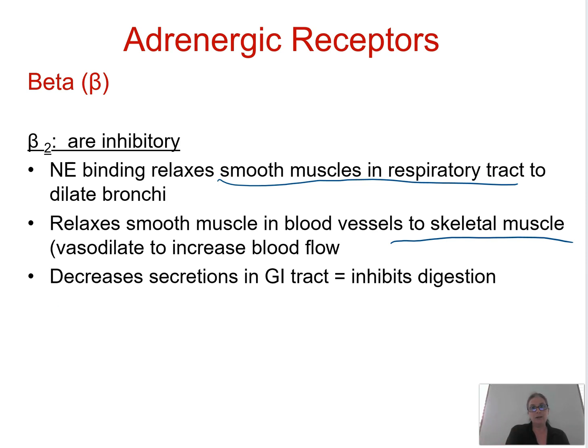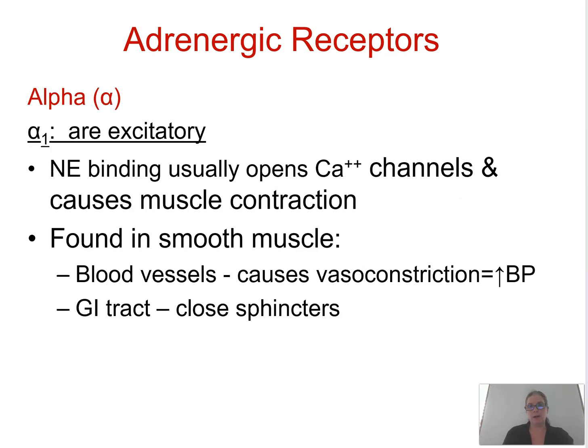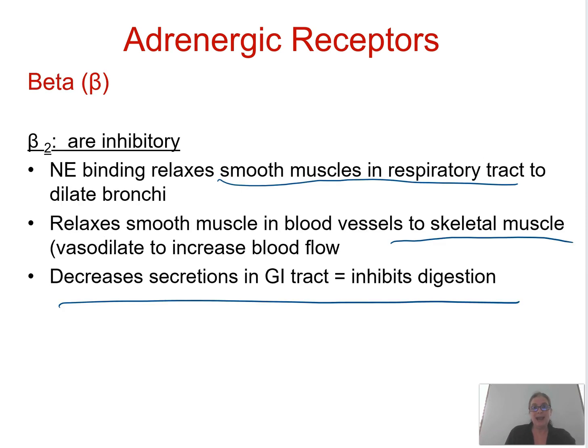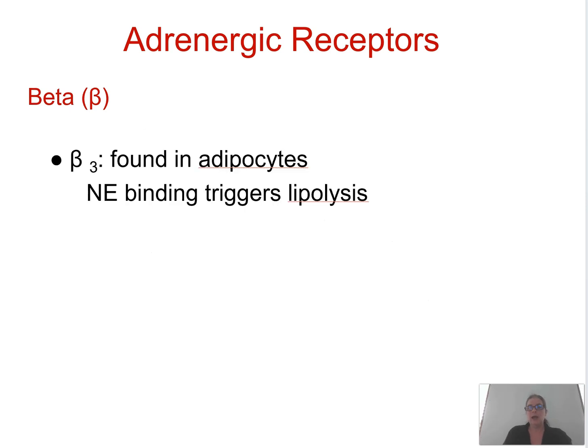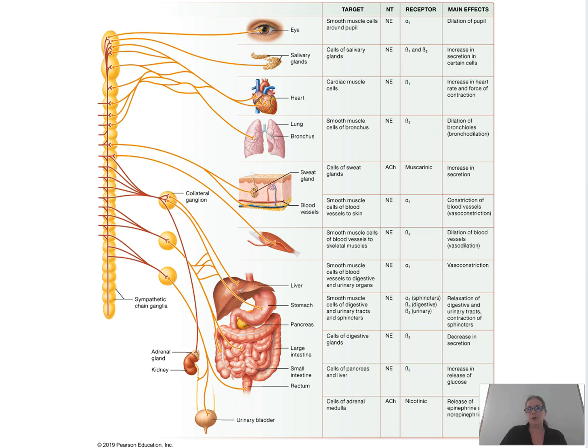Now, beta 2 is going to decrease secretions in your GI tract. So when we're looking at our alpha 1, we're constricting, right? We're not moving the materials through. And with our beta, norepinephrine binding to those is going to slow down digestion even more with secretions. And then the beta 3, I'm just mentioning, they're in your fat cells, adipocytes. And when norepinephrine or epi bind to these, it's going to cause lipolysis. And lipolysis is breaking down fat for energy.